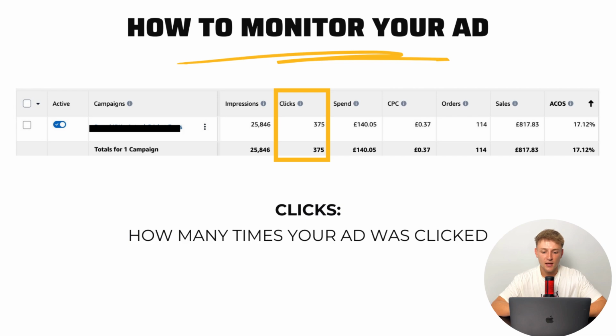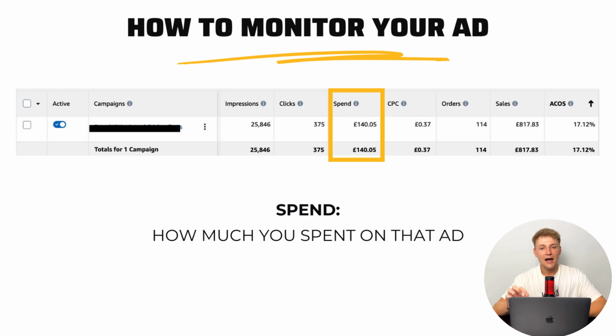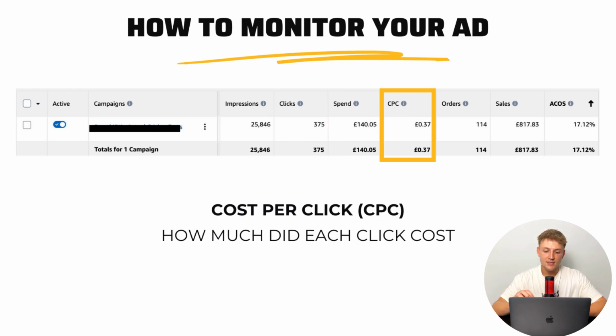So you can start to see here of all of these people, how many of them ignored it and how many of them actually clicked it from here. You can then see how much you spent on the ad. So from these 375 clicks, it cost me just over £140 with a CPC, or a cost per click, of 37 pence. So if you've got 375 clicks and I spent £140, the average amount I paid per click was 37 pence.